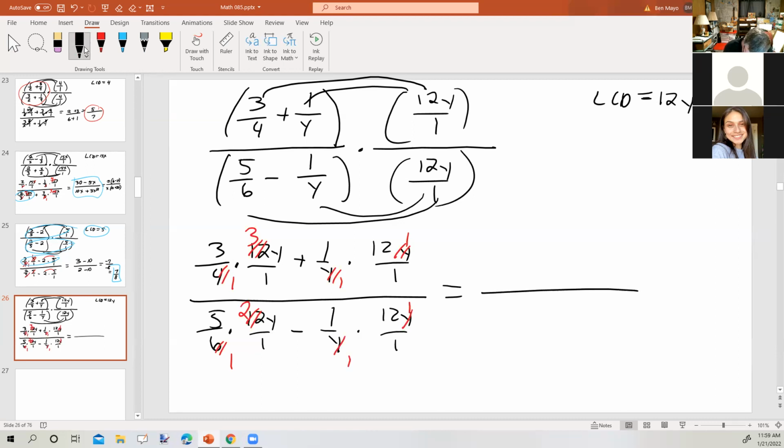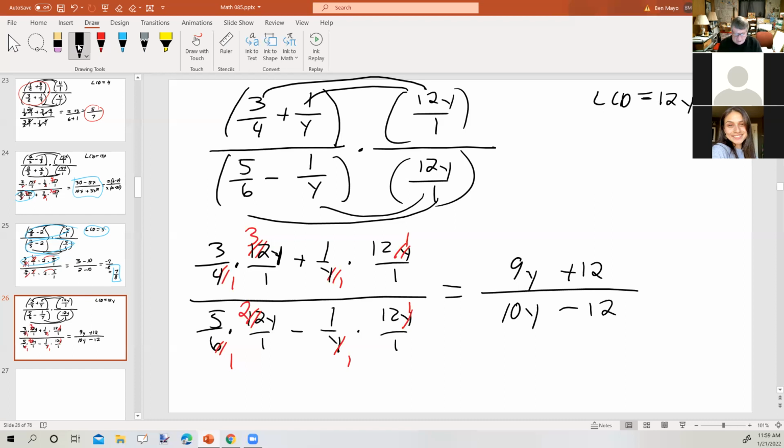So what do I have over here? Let's see, 12 over 4 was 3 over 1. So I've got 3 times 3y, so 9y, because there's a y there. Okay, I didn't miss it this time. And then plus 12. In the denominator, 5 times 2 is 10y minus 12. Okay, so there's a simple fraction.